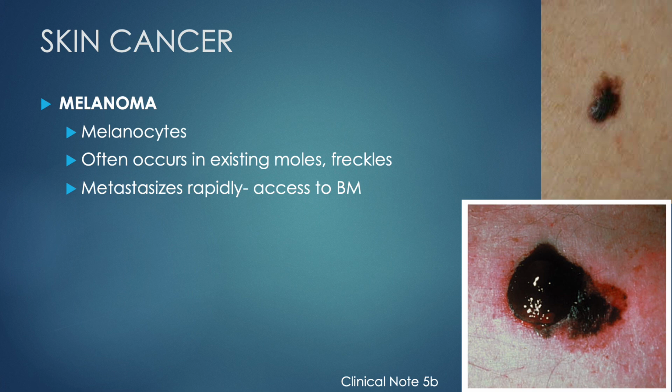But it's also important to note about melanoma that this can metastasize very rapidly because keep in mind the cell of origin are melanocytes. And where are melanocytes? They're in the stratum basale or the stratum germinativum. So they are right next to the basement membrane. So it's easy for them to break through the basement membrane and then have access to metastasize.